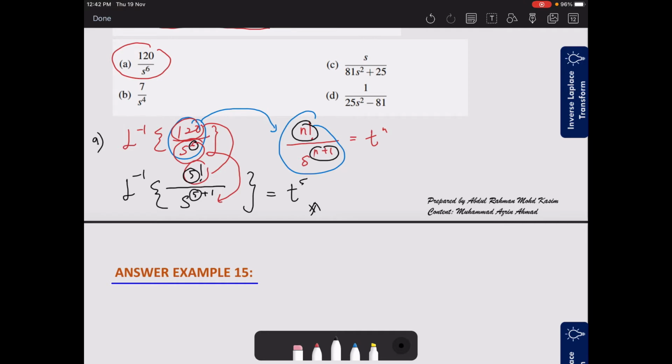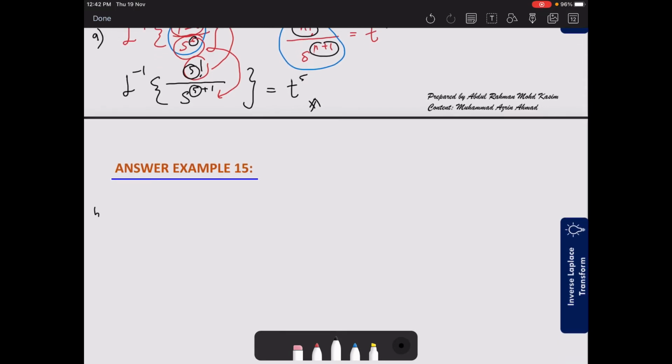So this is equation A. Now let's go to equation B. Equation B asks you to find the inverse of 7 over s to the power of 4. As I said, you need to rearrange the denominator so it can be separated into n and 1. You have s to the power of 4 here, so you must separate it into n plus 1. So n is 3 because 3 plus 1 is 4. So the numerator must be 3 factorial.